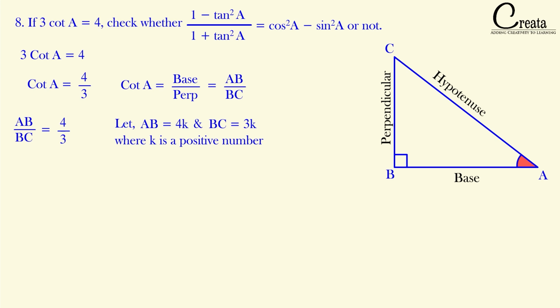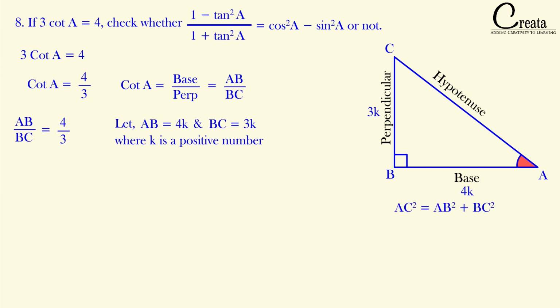Let's take AB as 4K and BC as 3K, where K is a positive number. So we got AB as 4K, that is the base, and BC as 3K, which is the perpendicular. We got two sides of the triangle. Let's find the third missing side, that is the hypotenuse, using the Pythagoras theorem.